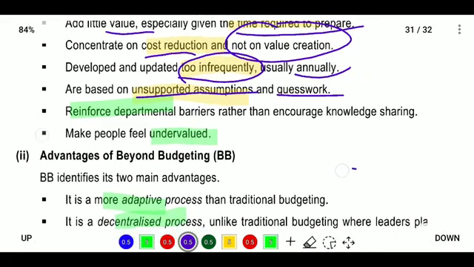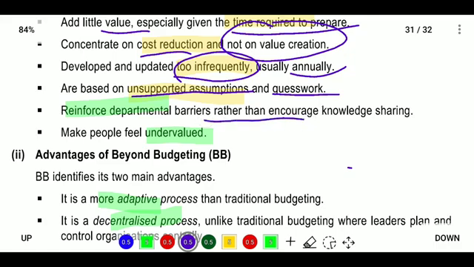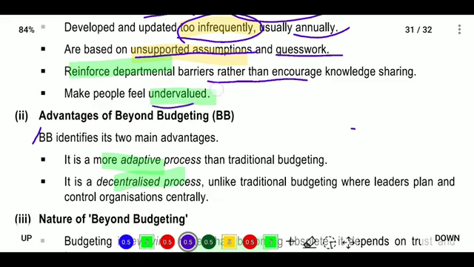Next, it reinforces departmental barriers rather than encouraging knowledge sharing. If one person comes and shares their knowledge or gives any idea, they say, go and sit there, why are you wasting our time? They will arrange it only one time. Next, it makes people undervalued. They will feel that the people working under their control do not have much knowledge, so they will undervalue the people.